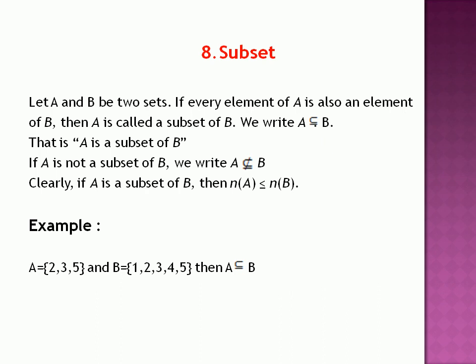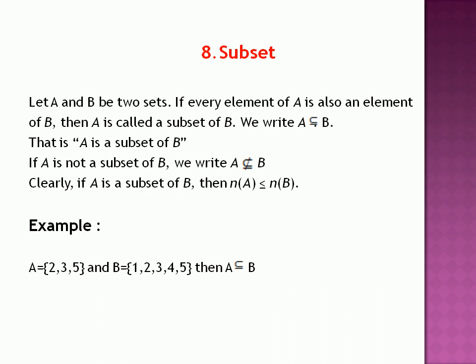We will see. Let A and B be two sets. If every element of A is also an element of B, then A is called a subset of the set B. We write A contained in or equal to B. That is, A is a subset of B. If A is not a subset of B, we write A does not contain B.